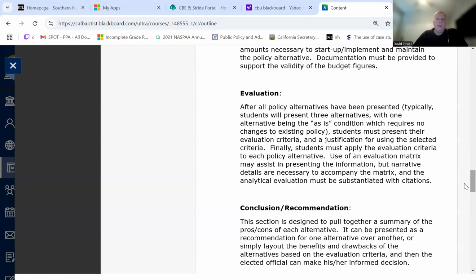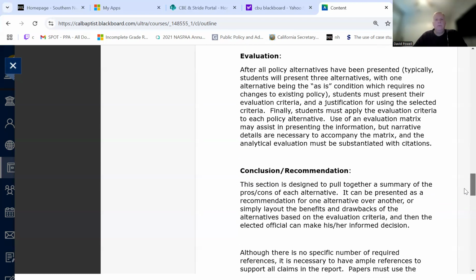An evaluation section. So after you've presented all of your policy alternatives, then present the evaluative criteria and a justification for using those criteria. So how you would evaluate each one of these policy alternatives. Apply the evaluation criteria to each one of those alternatives. It's always a good idea to use an evaluation matrix so that you can visually depict all those different criteria for each one of those policy alternatives.